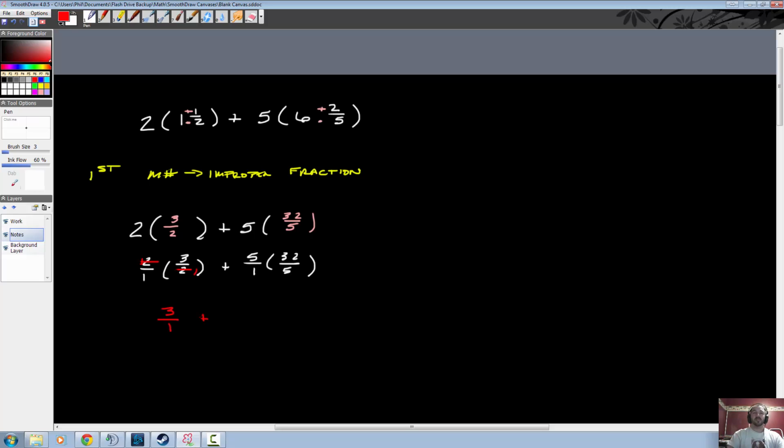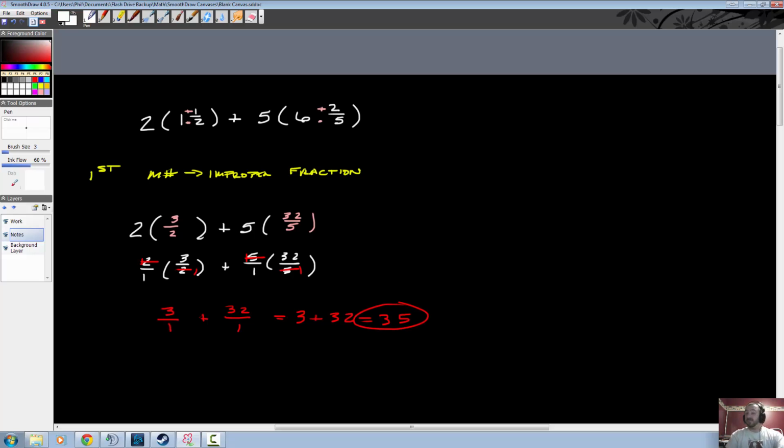And we're going to do the same thing over here. So our 5s cancel. They make 1s. 1 times 32 is 32. 1 times 1 is 1. Remember that any number divided by 1 is itself. That gives us 3 plus 32, which is 35. And that's our answer.